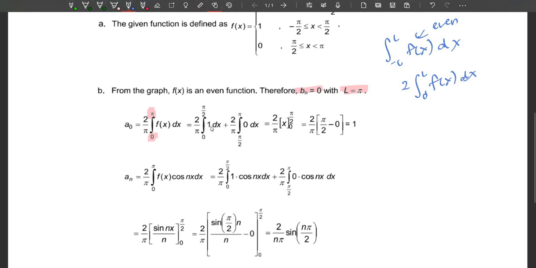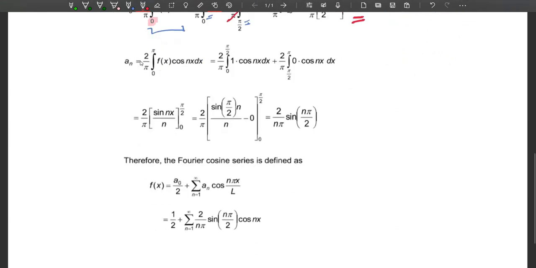So right now this can be expanded into 2 over pi, integrate from 0 to pi over 2, the function is 1, with respect to x, plus 2 over pi, integrate from pi over 2 to pi, the function is 0, with respect to x. Since this one is 0, you don't have to calculate it. Integrating 1 gives x, so substitute the values from 0 to pi over 2. That means pi over 2 minus 0. Here, we get the value of A0 equal to 1.